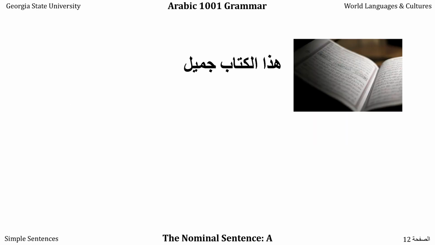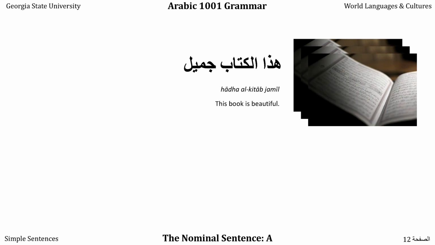Here's our book again, Hada al-kitab jamil. And this means this book is beautiful. Hada and al-kitab are definite. Jamil is indefinite, so we split the sentence between kitab and jamil and add is there. If we're going to make them plural, all the same rules are going to apply as far as sentence formation, but we're going to have to keep in mind that non-human plural is treated as if it were feminine singular.